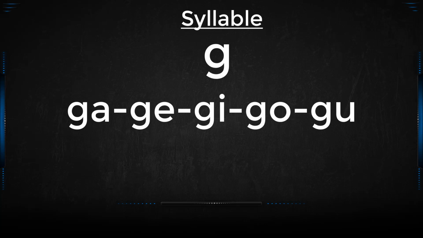An example of a word which can be formed from this is, for instance, gego, which is ge plus go.